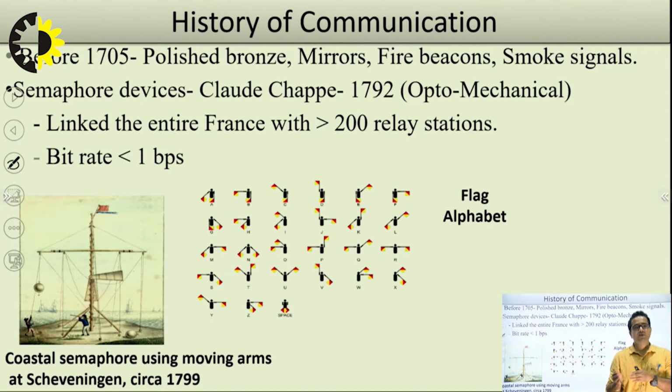So the transmission rate of information using semaphore devices was less than 1 bit per second. Obviously, it should be less than 1 bit per second, because of how fast a person can change the position of flags with the help of his hand. The first communications used optomechanical means. Opto means we can see the communication, and mechanical means that with the help of the motion of a hand we can communicate different letters.